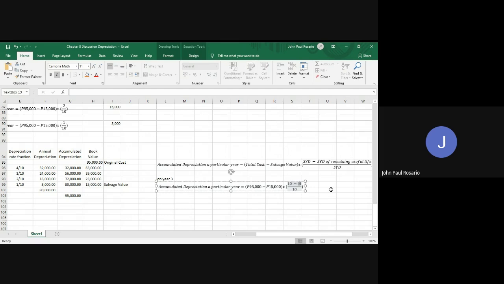So, on year 3, how many years of life are left after year 3? So, after year 3, you don't count year 3. You count after year 3. So, you only have 1 year left. So, that's 1. Okay? So, if you compute that, it will become 95,000 less 15,000. And then you multiply that with 10 minus 1 over 10.